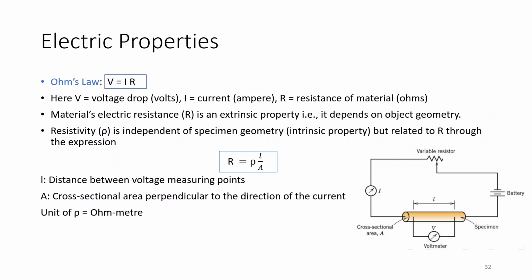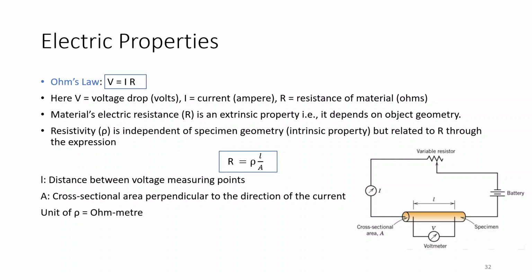Next property is electrical properties. According to Ohm's law, voltage is proportional to current flowing in the resistor. The proportionality constant is the resistance R. R is the resistance of material in ohms. V is the voltage drop in volts. I is the current in amperes. The material's electrical resistance is an extrinsic property which depends on the object's geometry. So it depends on the material's geometry such as cross section and length.